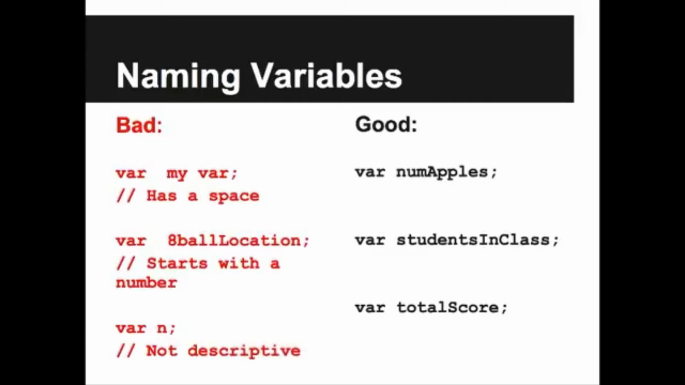On the left I have some examples of bad variable names. If I write var my var, that's not legal because we have a space in that name. Or if I write var 8-ball location, that's not legal because it starts with a number. And if I write var n, that's not good because it's not very descriptive of what it is. Some examples of good variable names are on the right. So var numApples, and that's descriptive, and it's also lower camel case, meaning the first word starts with a lowercase letter, and then every subsequent word starts with an uppercase letter. var studentsInClass is also a good variable name, or var totalScore.